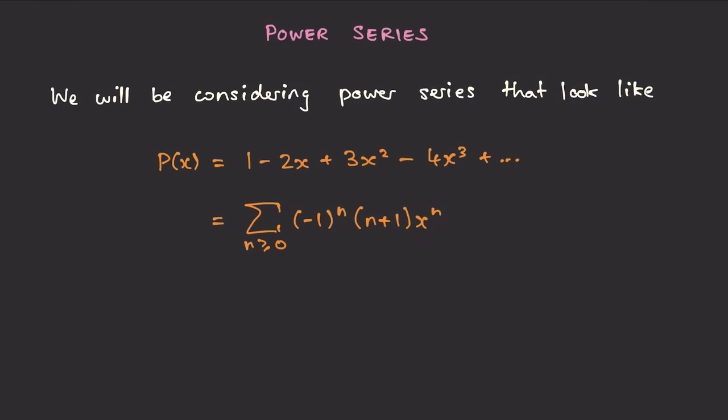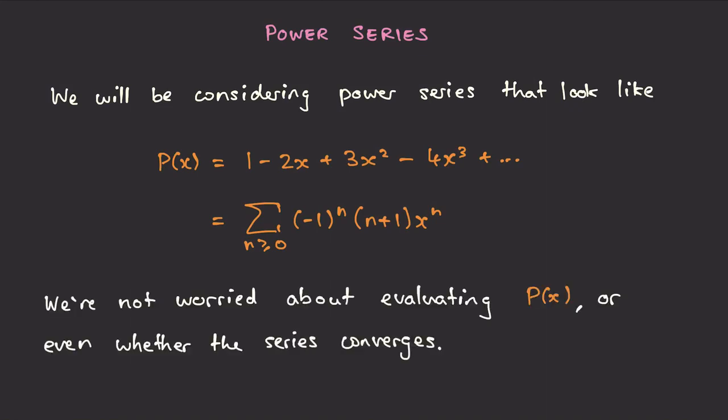When you see a power series like this, it might be your instinct from calculus to ask whether it converges, or what its value is at some particular x. In combinatorics, we're not concerned with either of those things. We'll simply be manipulating these objects on a purely algebraic level.